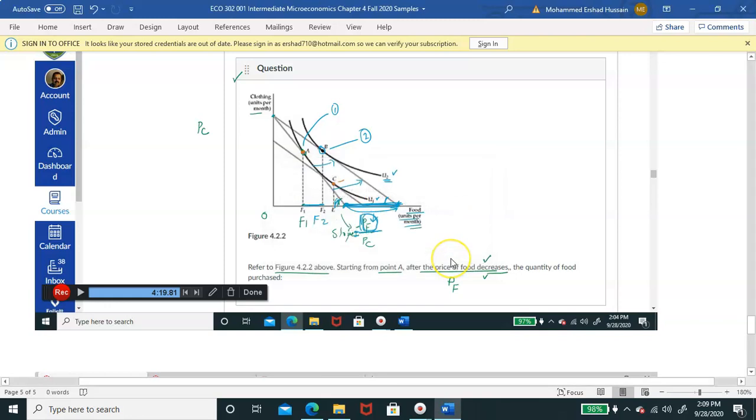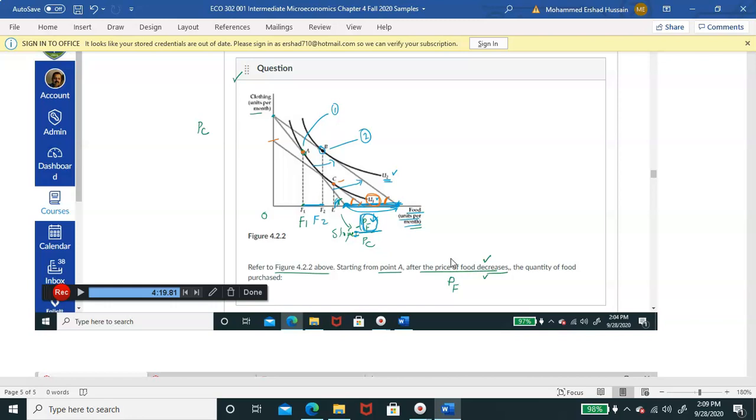This is at point C, where we have a line that is tangent to the old indifference curve U1, but it is parallel to the new budget line. So the slope of the tangent line at C on the U1 indifference curve is equal to the slope of this line. Now we draw this tangent to isolate two effects.